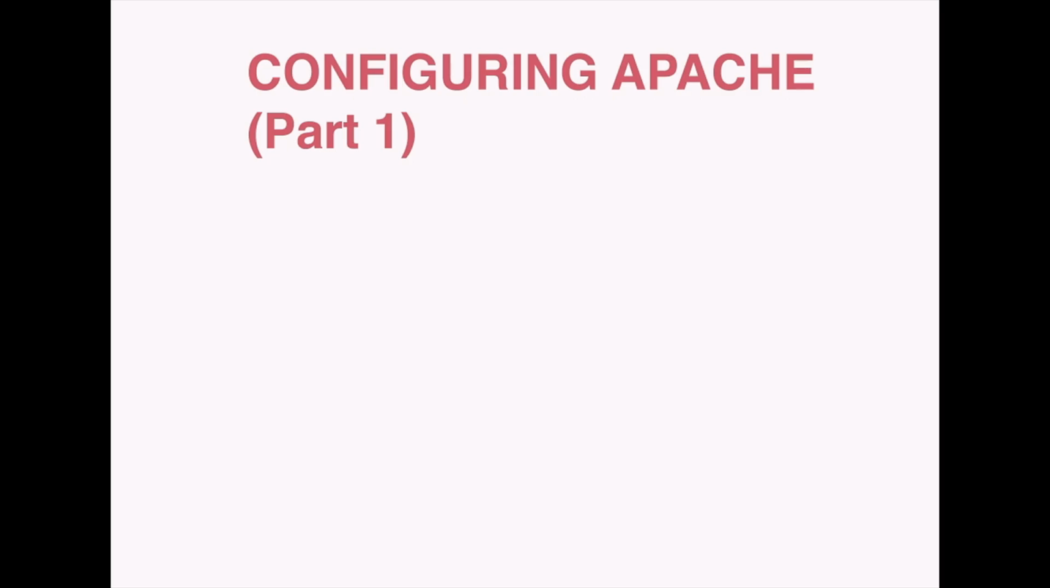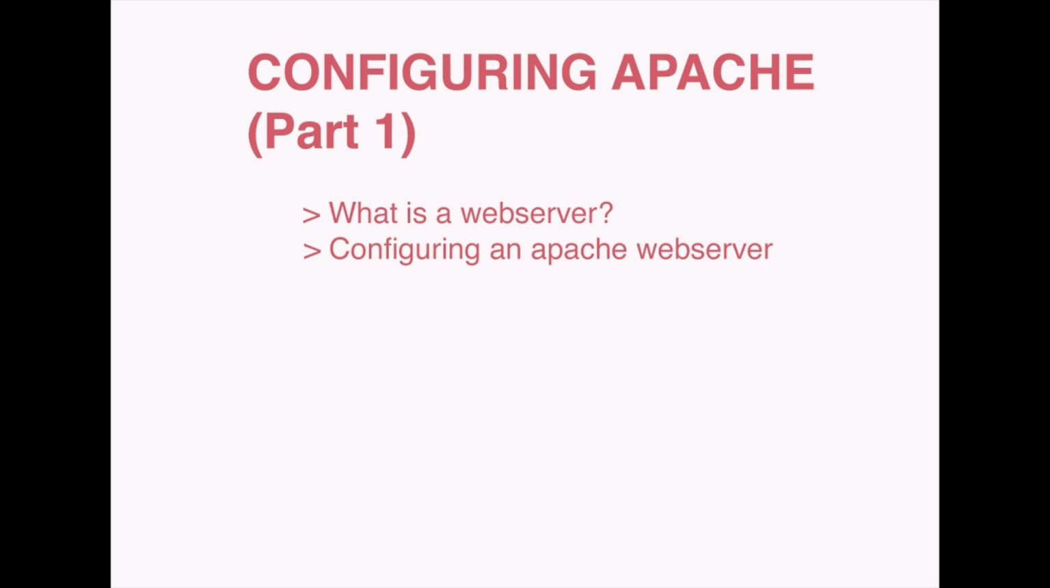So let's go ahead and do an outline of what will be going on in part 1 of configuring Apache. We'll be talking about what a web server is. We'll talk about how to configure an Apache web server. And we'll also be talking about a cool feature of Apache called virtual hosting and how to set up configuration files for your virtual hosts.